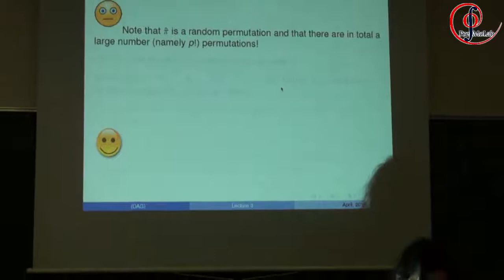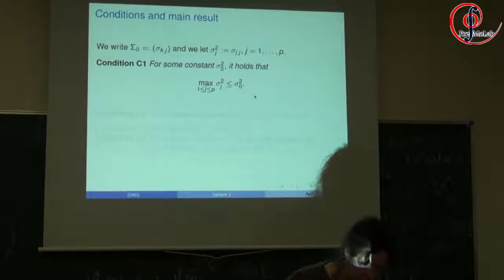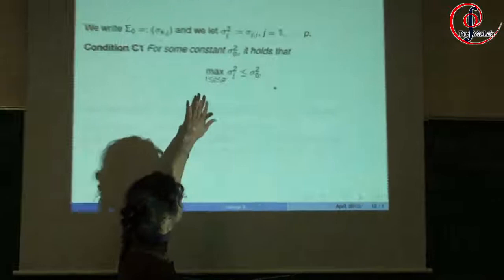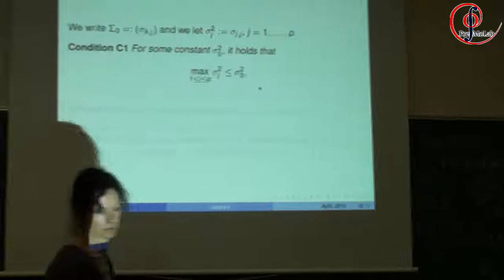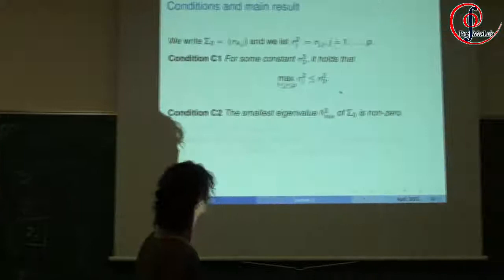So we can do all the concentration inequalities, but you really have to spend some time thinking about how to do this. Now let me give you just some conditions here. So this is my covariance matrix. I assume some kind of normalization that says all variances are bounded by one, say, and a non-zero eigenvalue, because otherwise you cannot invert that.